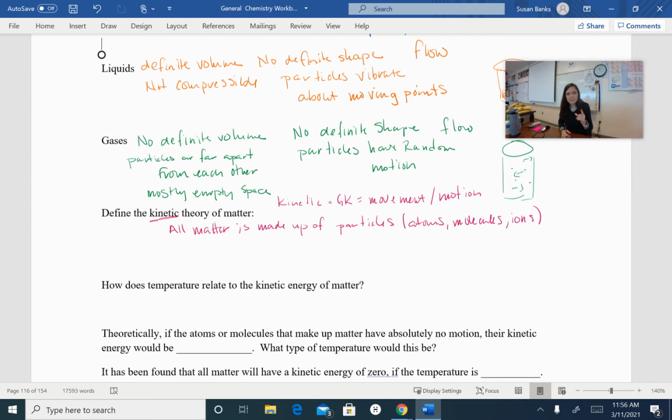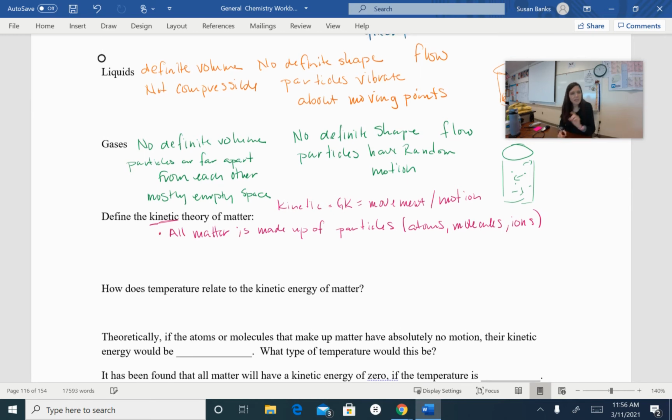Okay, the second assumption of the kinetic molecular theory is that all particles are in constant motion. Now, if you noticed, I said solids were in constant motion because they vibrated around fixed points. Liquids are in constant motion because they vibrate about moving points.